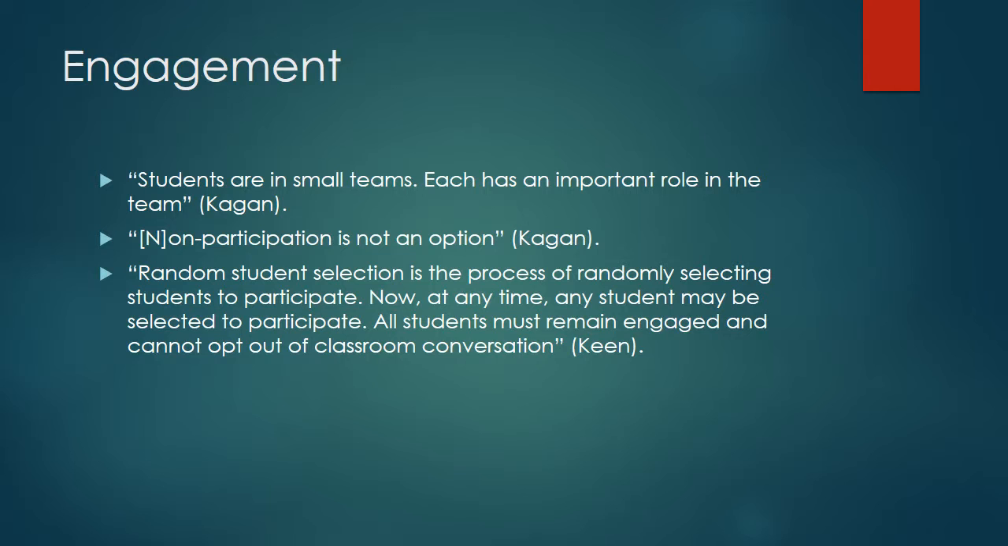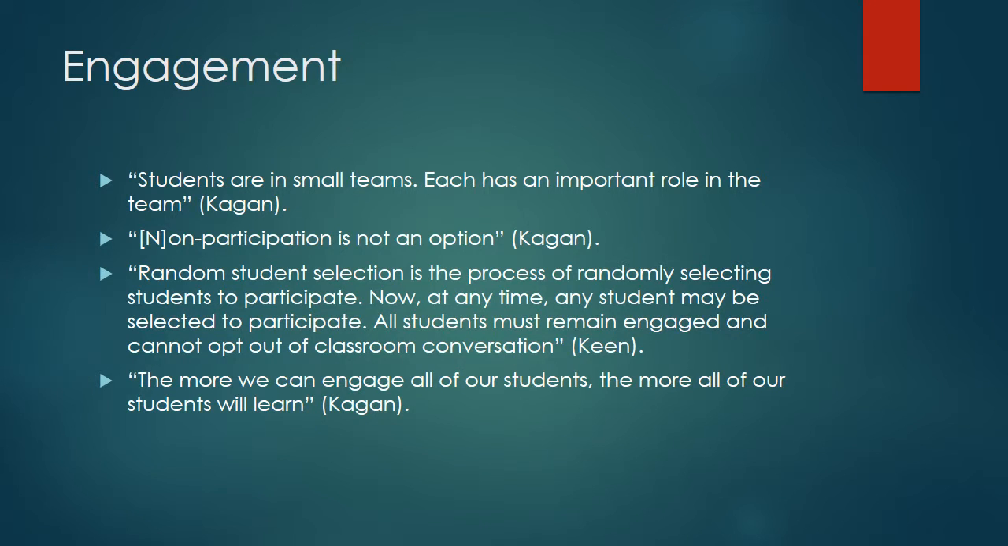And then Kagan further goes on to tell us that the more we can engage all of our students, the more all of our students will learn. And this reminds me a lot of the visual that we read on page 80 in the text, where we were talking about if we just teach students something and we just talk, they're not really learning it so much as if they actually are active participants in their learning. So if they're constructing their own meaning, if they're engaged in the task, they're going to learn a lot more than if I'm just up there talking to them and trying to teach them something.